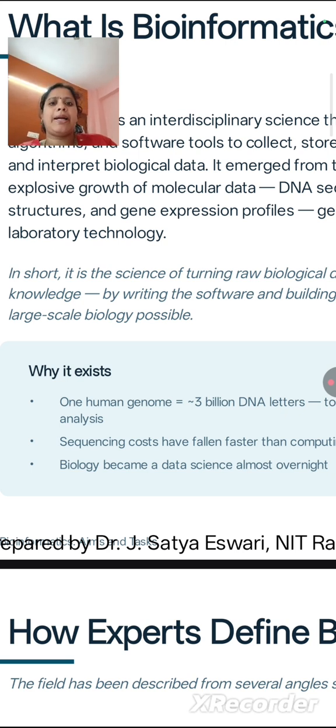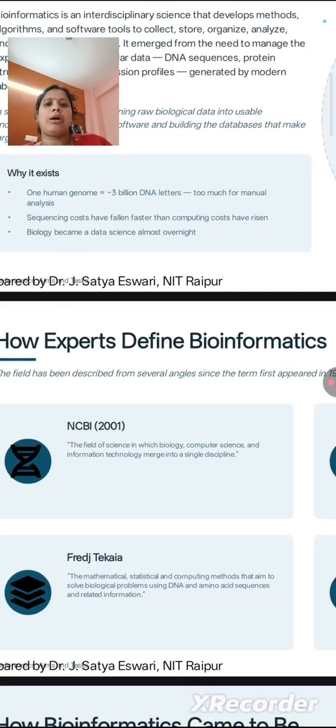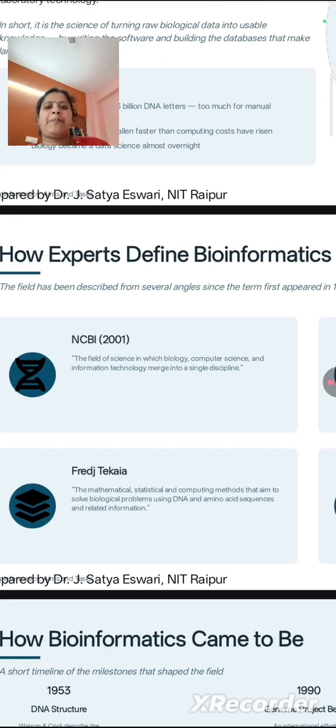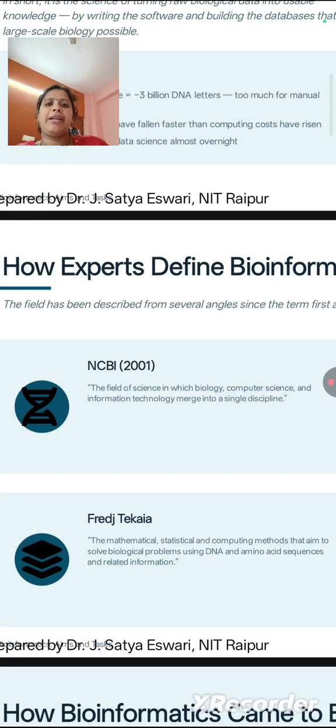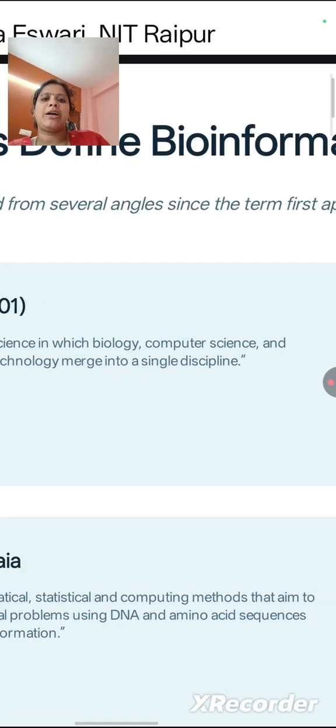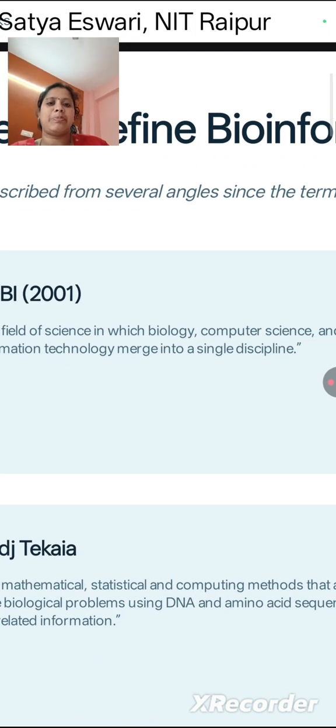Biology became a data science almost overnight because of so much information, with 3 billion DNA letters in the human genome. So what is bioinformatics? In 2001, the National Center for Biotechnology Information, NCBI, described it as the field of science in which biology, computer science, and information technology merge into a single discipline.